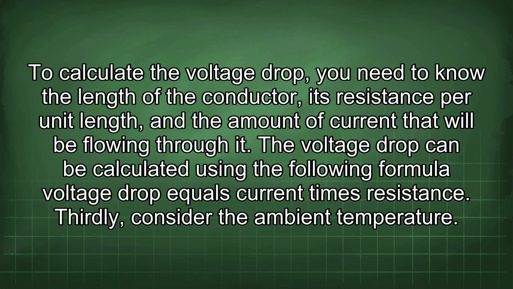To calculate the voltage drop, you need to know the length of the conductor, its resistance per unit length, and the amount of current that will be flowing through it. The voltage drop can be calculated using the following formula: voltage drop equals current times resistance.